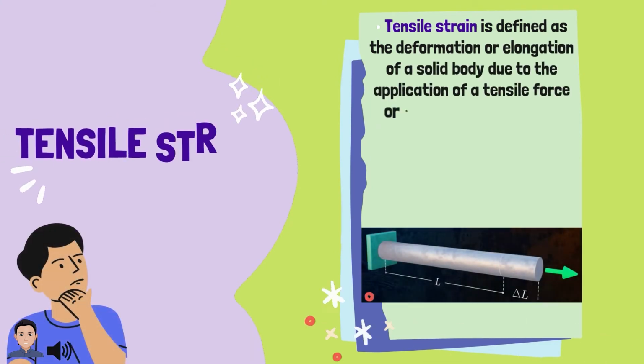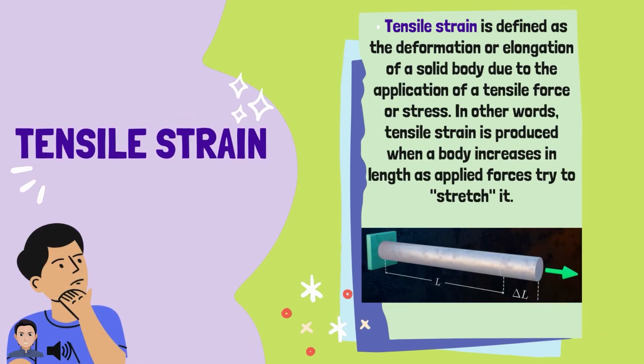Tensile strain. Tensile strain is defined as a deformation or elongation of a solid body due to the application of a tensile force or stress. In other words, tensile strain is produced when a body increases in length as applied force tries to stretch it.